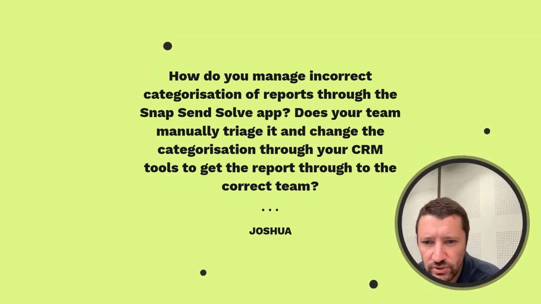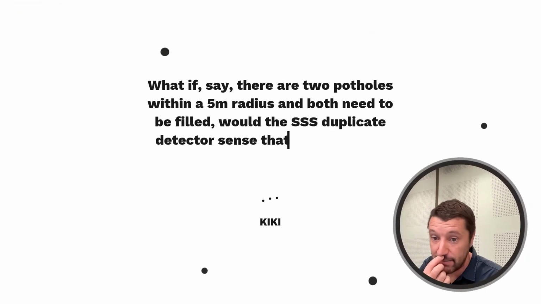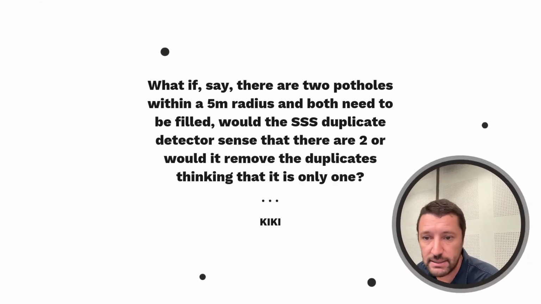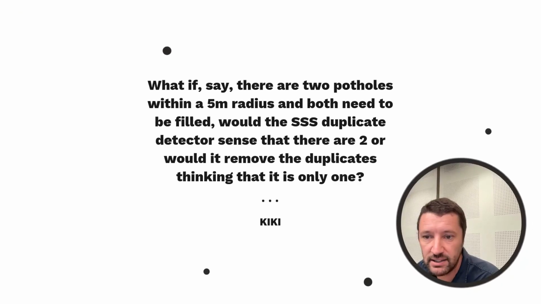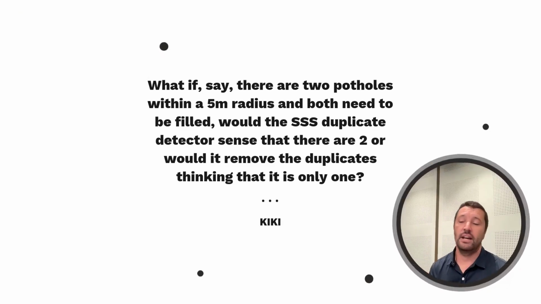I'll move forward to Kiki. So what if, say, there are 2 potholes within a 5-meter radius and both need to be filled? Would the SnapSend Solve duplicate detector sense that there are 2, or would it remove the duplicates thinking that this is only 1? Great question, Kiki.